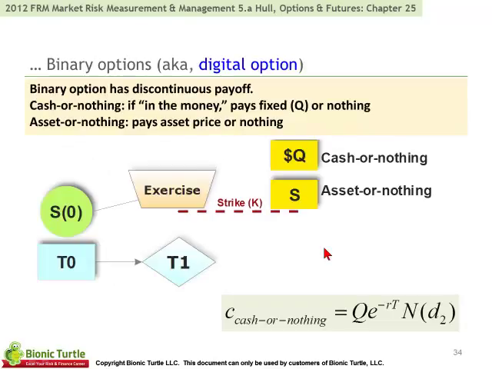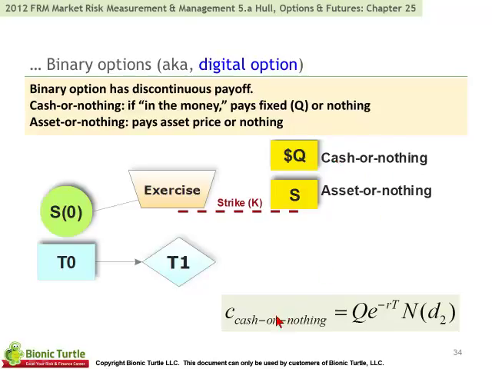Our binary option has a discontinuous payoff. If we think about our standard vanilla call option, when we exercise, the payoff is going to be larger as the stock price goes higher. We're going to get the payoff as stock price minus the exercise price. But in a binary option, there's really only two outcomes. As long as the stock price or asset price is above the strike price, then there is a payoff. We're going to get cash or nothing, or we could get asset or nothing, the two flavors there. So it's not the intrinsic value, but rather it's the cash or asset or nothing.